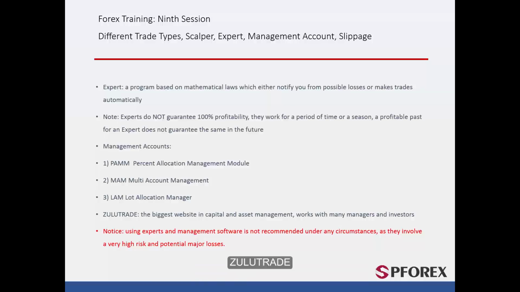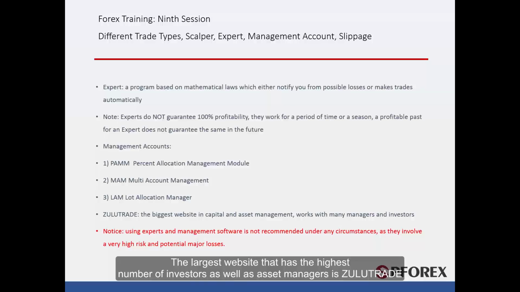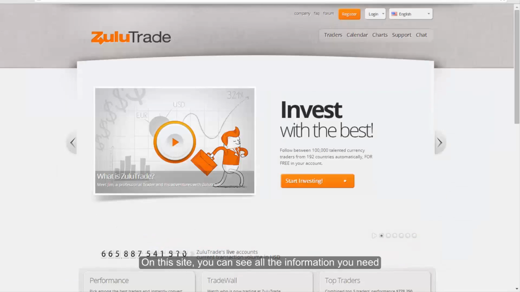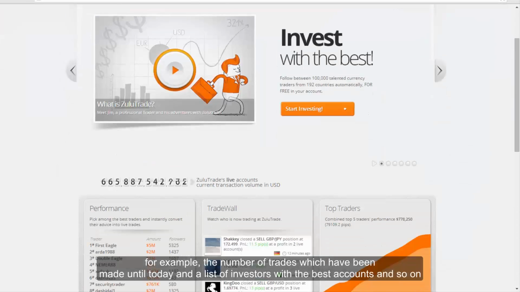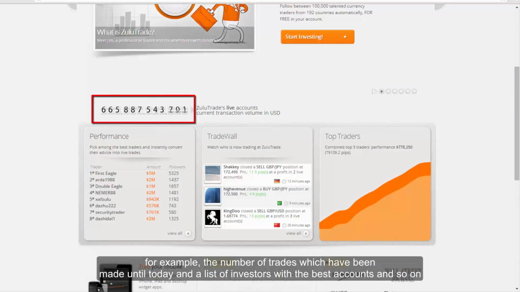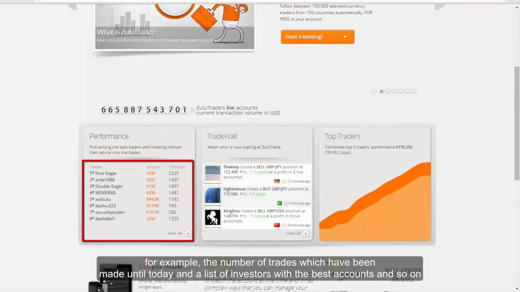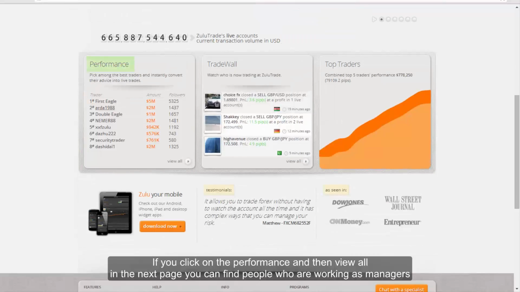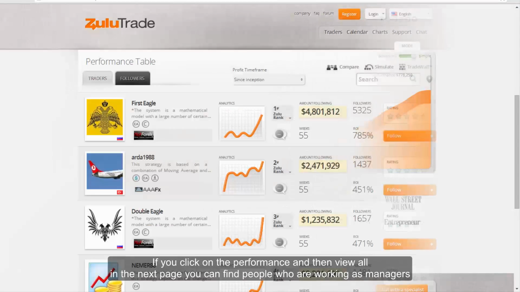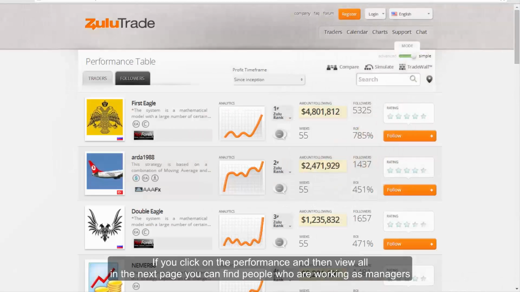Zulu Trade. The largest website that has the highest number of investors as well as asset managers is Zulu Trade. On this site you can see all the information you need. For example, the number of trades which have been made until today and a list of investors with the best accounts and so on. If you click on the performance and then view all, in the next page you can find people who are working as managers.